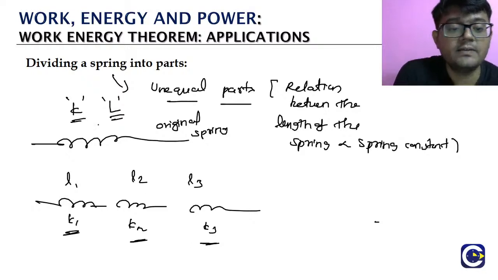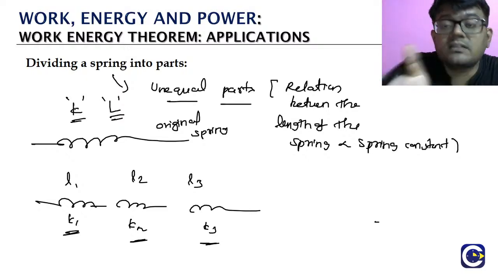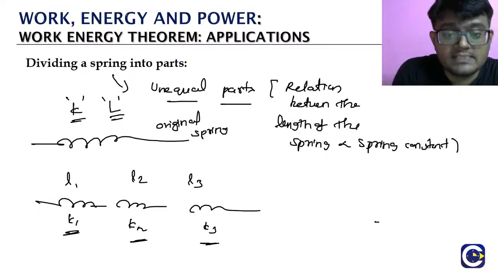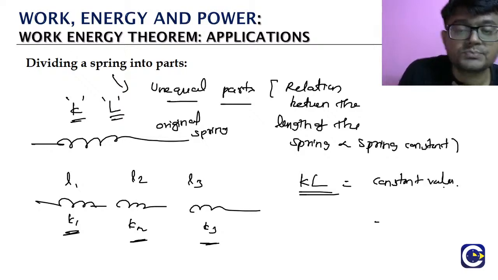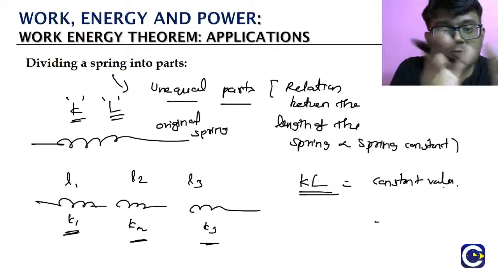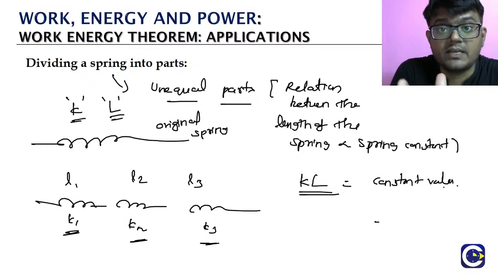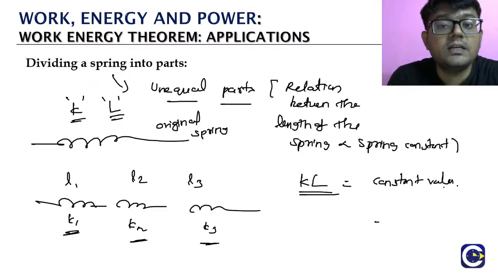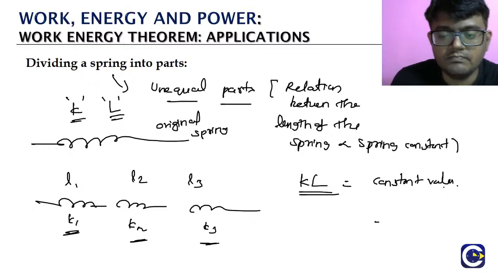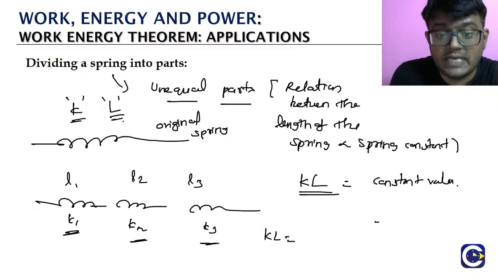As we discussed before, if the length is more, the spring constant will be less. The product of the spring constant and length will be a constant value for a spring made of a particular material and area of cross section. So the spring constant into length will be maintained as a constant value. That means k into L, where k is the spring constant of the original spring and L its length, is equal to what?